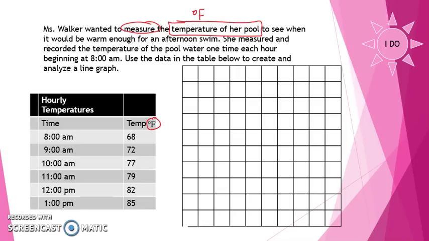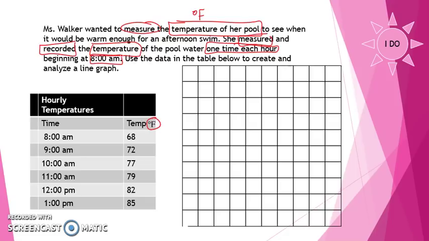And I'm going to measure and record the temperature of this pool 1 time each hour. Okay, 1 time each hour, and I'm going to begin at 8 o'clock a.m. Okay, so from 8 o'clock, then 9 o'clock, then 10 o'clock, and so on until I take my last measurement at 1 o'clock p.m.